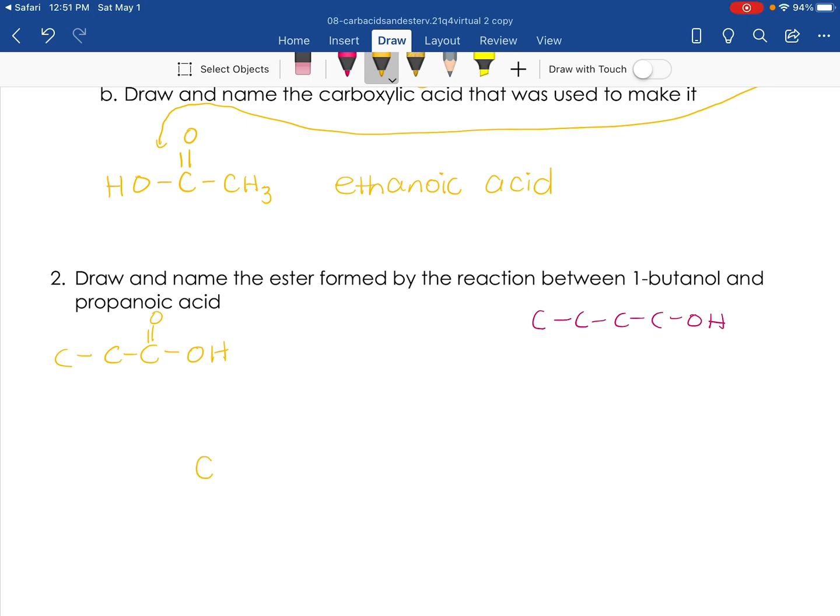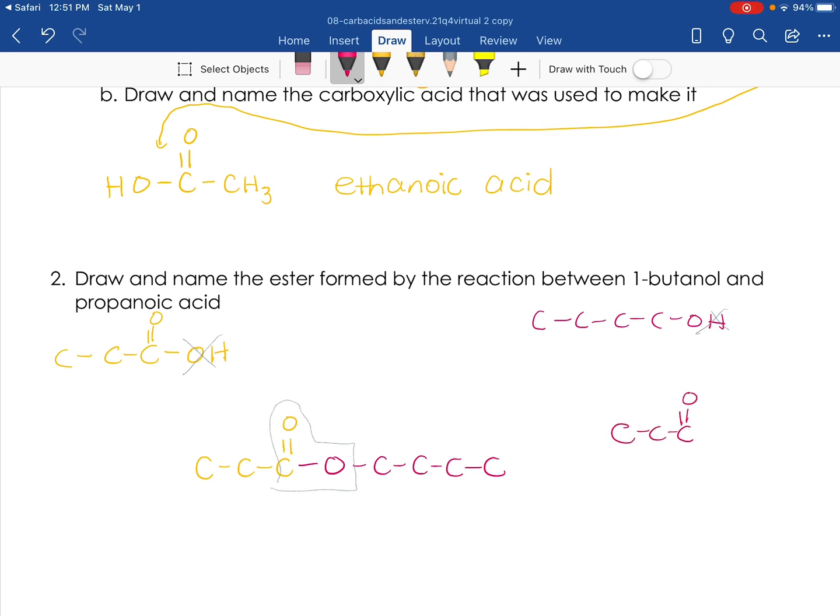So you can put the prop part first, and then remember it's going to lose its OH, and then the butanol part will be next. It's going to lose its H. The big thing is that you draw this complete, okay? So don't do something like this. Okay, that's not an ester, right? You have to have the C double bond O and the O on the same carbon.